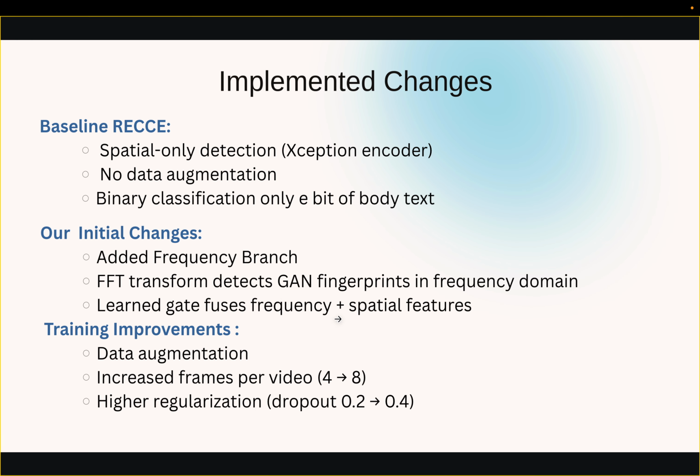Moving on to our proposed and our implemented changes. First, initially, we wanted to add a frequency branch, and the goal of this frequency branch was to use FFT to extract GAN fingerprints invisible in the spatial domain, fused through a learned gate. We were able to implement it in our first milestone, and we saw a clear improvement. However, the improvement wasn't that great. So we decided to do some training improvements, and these involved data augmentation, increasing the number of frames from 4 to 8, and higher regularization.